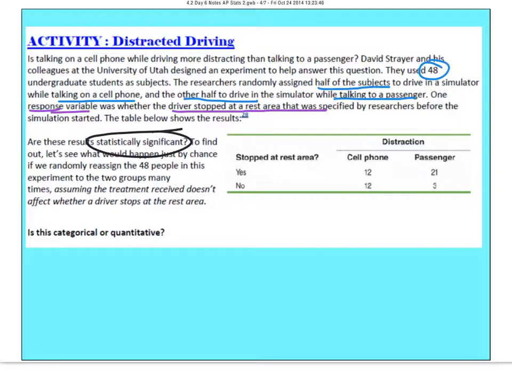So to figure this out, what we need to do is to see, would it happen by chance? How random is it that we would have these results? Now, the first question I want to ask: is this considered a categorical or quantitative variable? The response was yes or no, so keep in mind this is considered a categorical variable. The responses themselves can be quantified in terms of proportions, and that's how we're going to look at it.